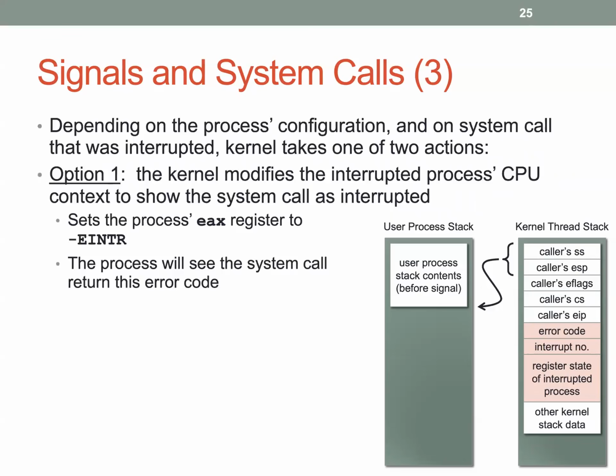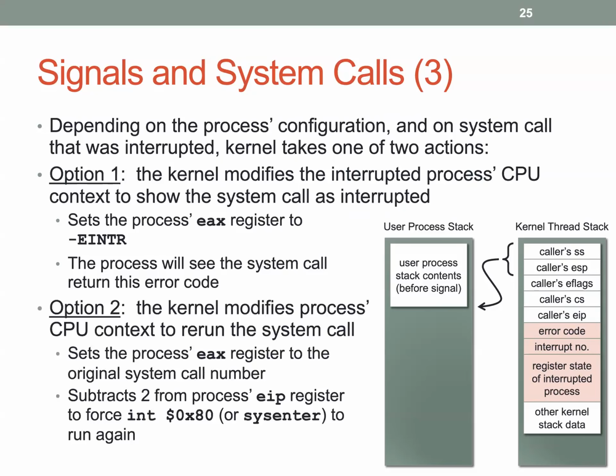So there's one of two things it can do. The first one is to simply go in, and remember, normally we return the result code to the system call in EAX, since we're on IA32. So we just set EAX to EINTR, and we set up the process so that when it is resumed, it goes back into user space, and the process will see, oh, I was interrupted, and I need to try again.